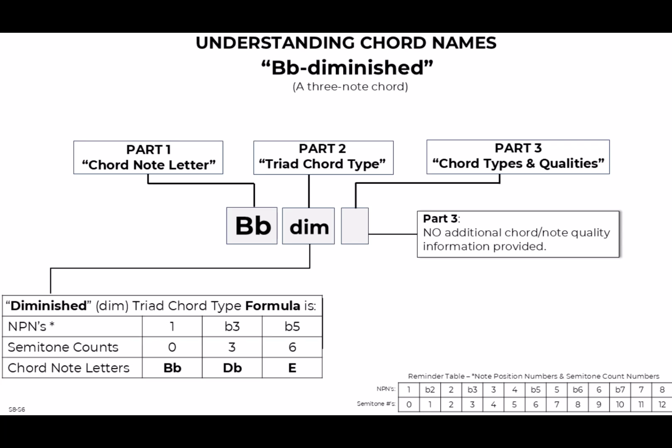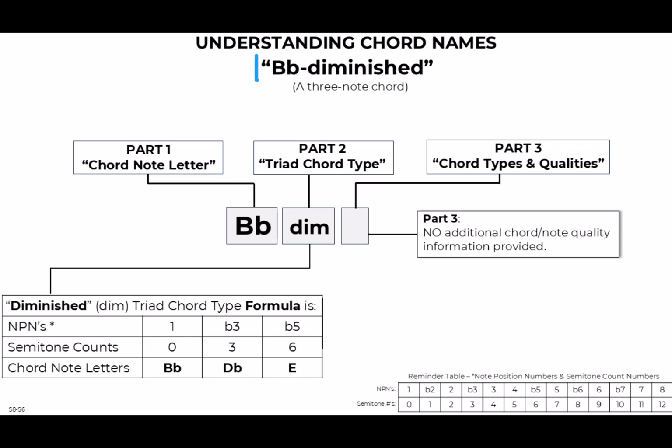As before, I have placed both sets of these triad formula numbers into the bottom left table. And again, looking in Part 3, we see no other chord type or note quality information provided, so there is nothing else to decipher. As usual, we can convert the semitone count numbers into note letters to form this chord. We see that the first note letter is a B-flat note, which is a 0 semitone count. The 3 semitone count is a D-flat note, and the 6 semitone count is the E note.